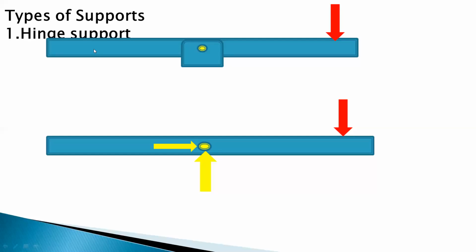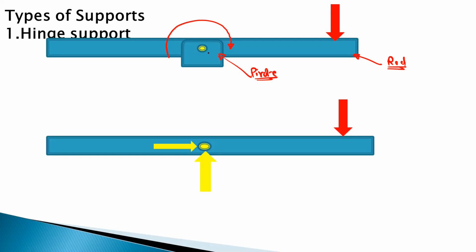And the corresponding reactions. In the types of support, we have 3 types of support. The first one is the hinge support. So hinge support means what? This is the pivot point, and this is the rod. This rod is connected to this pivot point. So hinge support can allow the rotation for the object which is pivoted at this point.